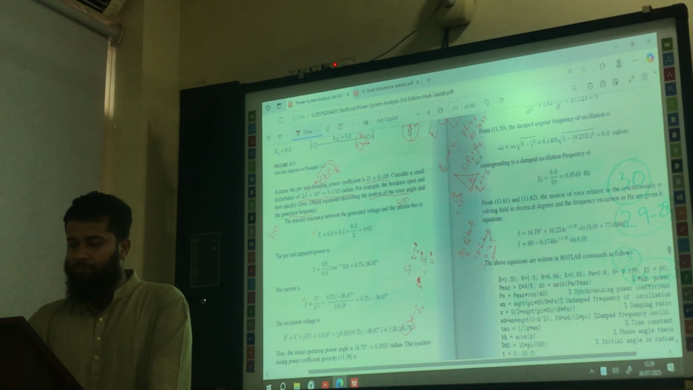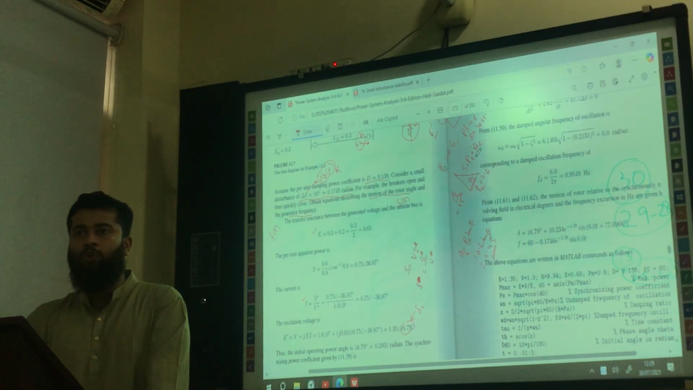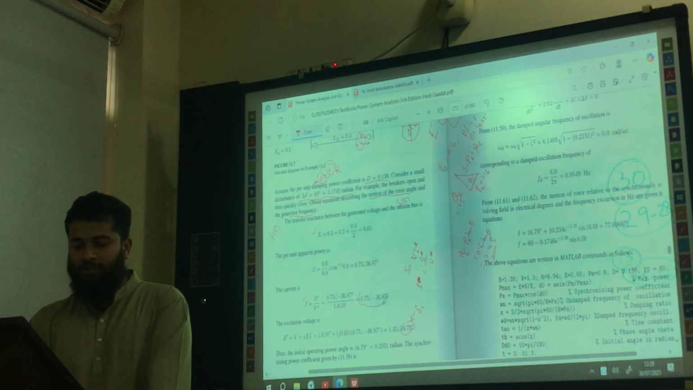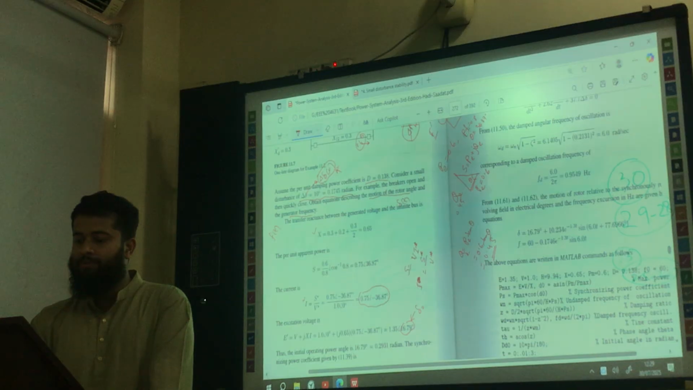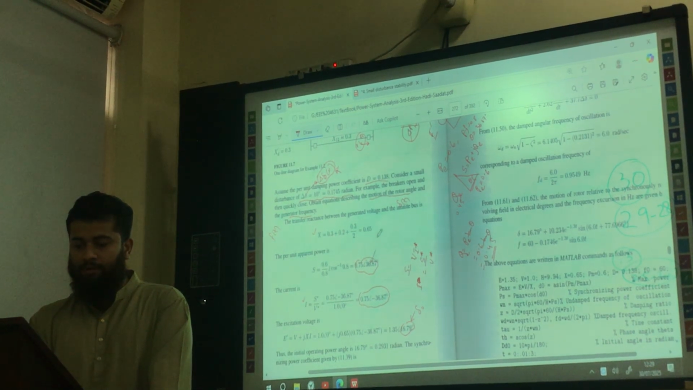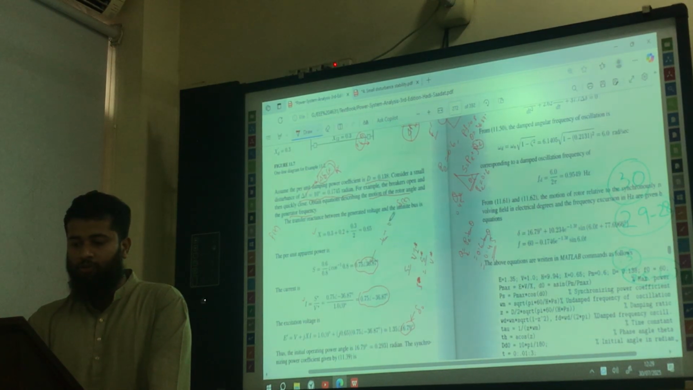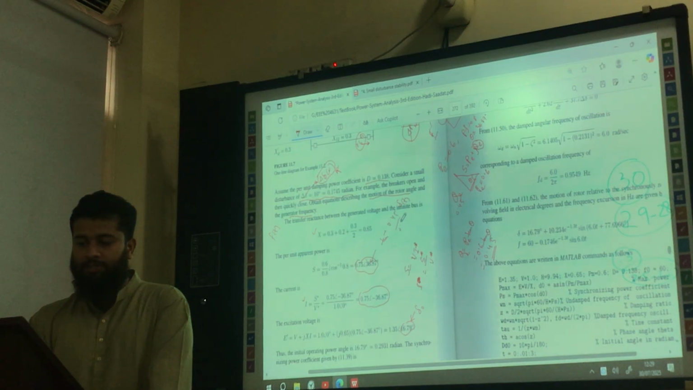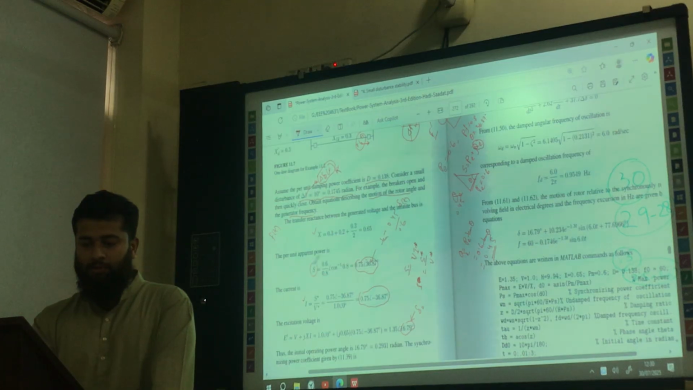Now S will be 0.6 plus j0.45. Then you can convert this into the phasor form. How? The magnitude will be the square root of 0.45 squared plus 0.6 squared. And what will be this angle? It will be tan inverse of this term, 0.45 over 0.6. Okay, then you will get this angle. You know this thing, right? So then you will get the S value.